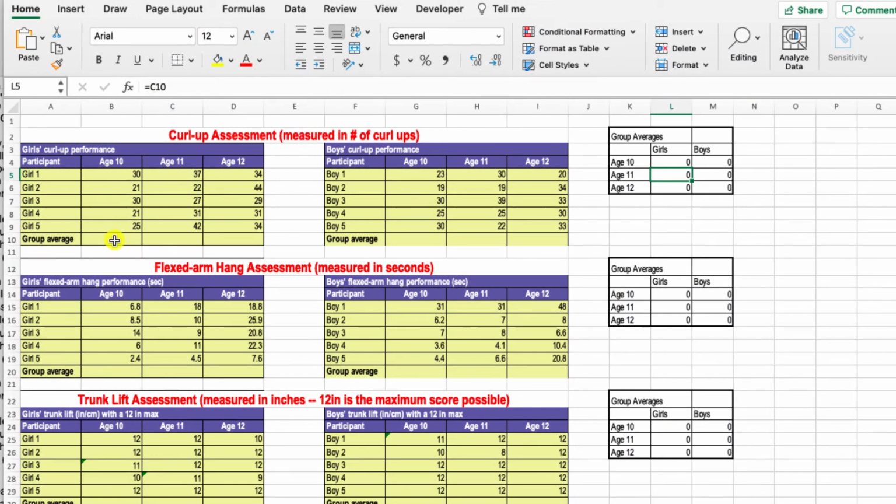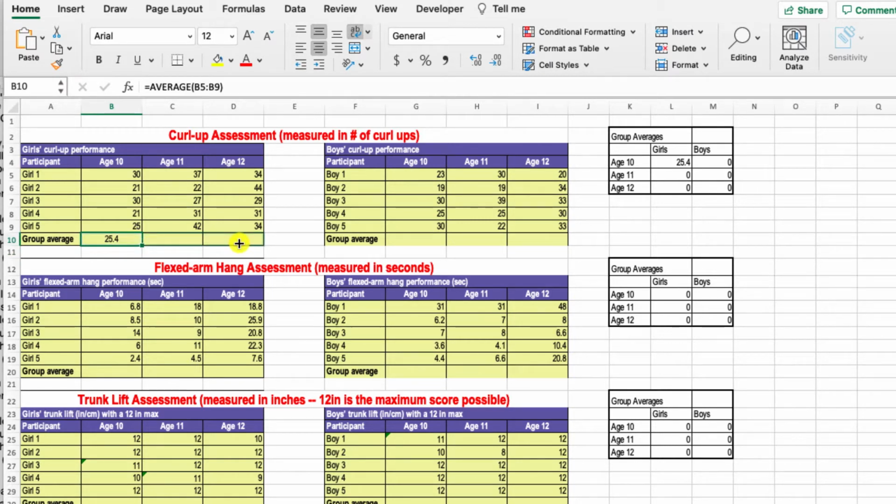We first want to calculate the averages for girls and boys in their respective assessments. The tables on the right-hand side of the spreadsheet are going to be auto-populated, so don't touch those, okay? We can calculate averages similar to how we did in our previous assignments. So we type equals average, and then we can highlight the data we want to average.